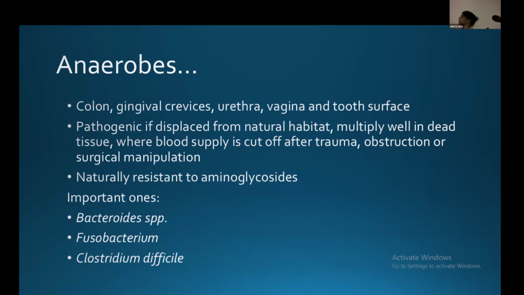Coming on to the anaerobes. I've already told you that they are inhabitants of various skin and mucosal sites, especially the colon, gingival crevices, urethra, vagina, and tooth surfaces. And they are pathogenic if they are displaced from their natural habitat. They multiply well in dead tissues, where the blood supply is cut off either due to trauma, obstruction, or surgical manipulation. And all these anaerobes are naturally resistant to aminoglycosides and quinolones. The important ones which you will come across as a clinician will be Bacteroides species, Fusobacterium, and Clostridium difficile. Okay.